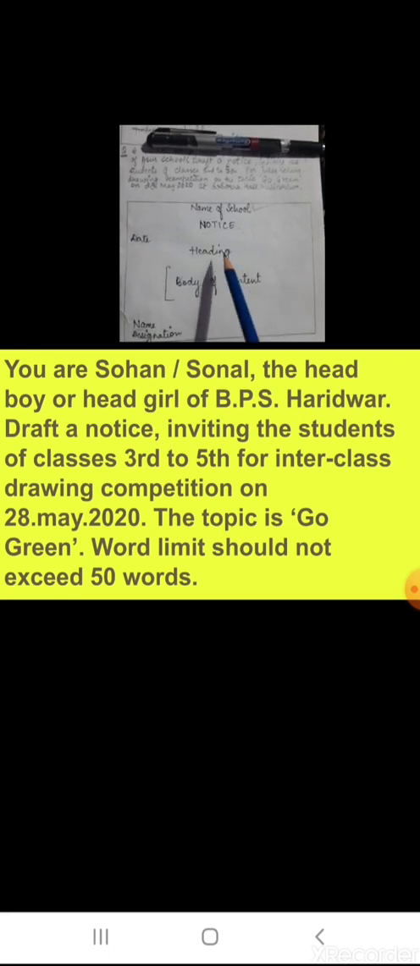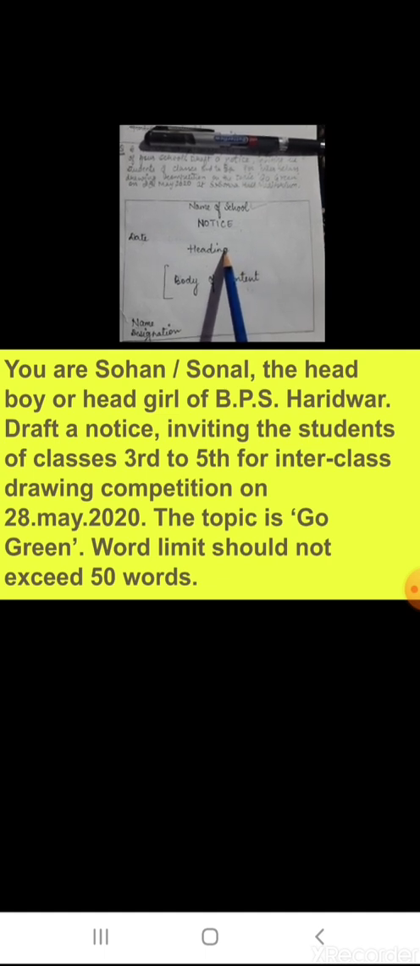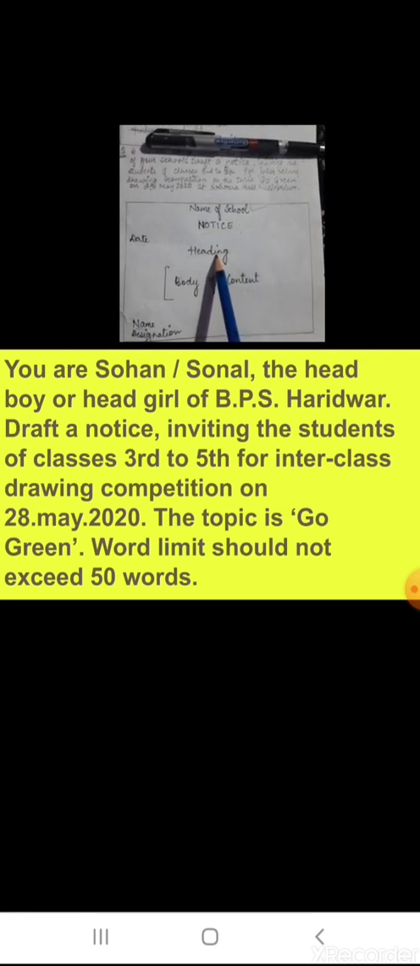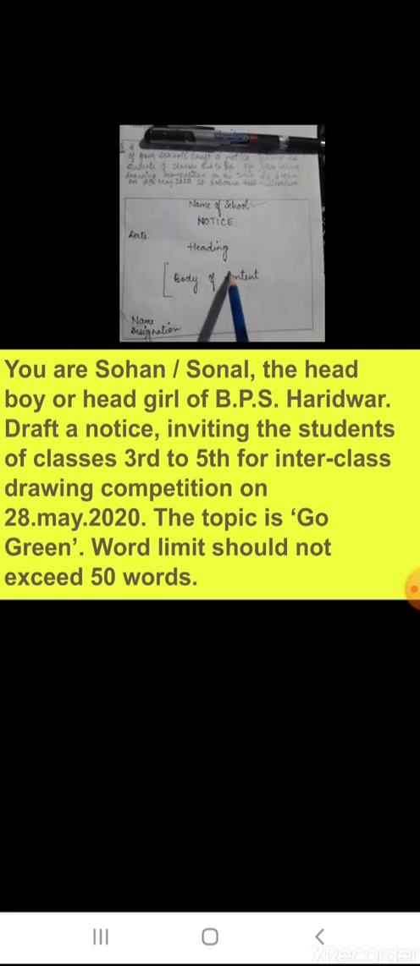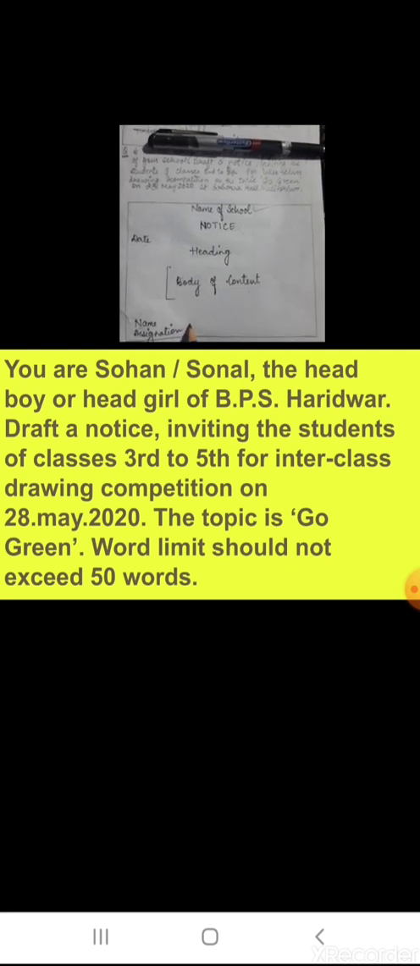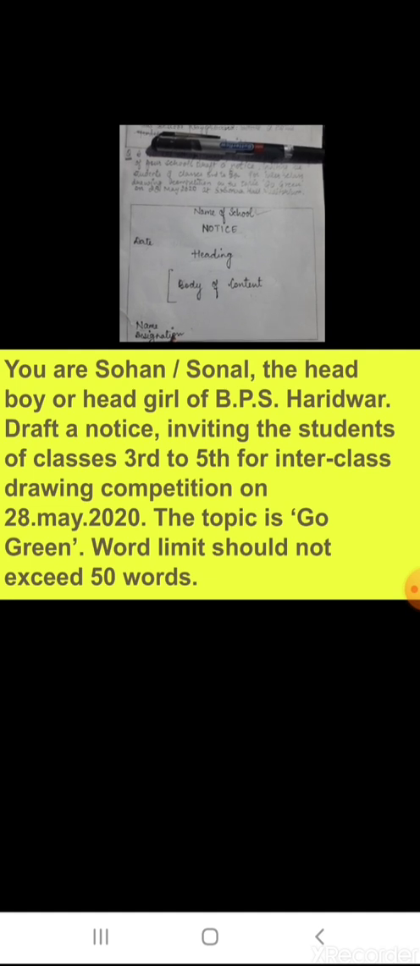Alright. Then you have to give the heading, means the notice is relating to what? Here the notice is relating to drawing competition. Now next we will write the notice here. Then name and designation. Boys will write down the name of Sohan and designation head boy. And girls will write down the name of Sonal, designation head girl. Understood?